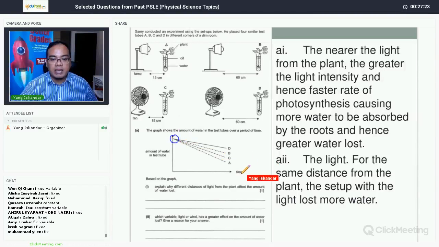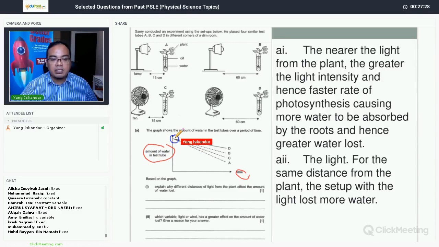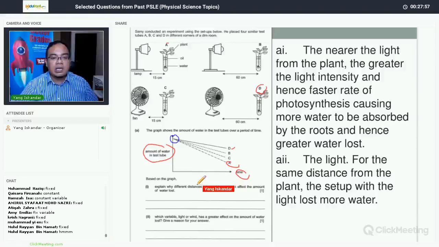If you take a look at the graph, there's time here, and the vertical axis is the amount of water in the test tube. So you can see here, D decreases the least. The amount of water in D decreases the least, and the amount of water in A decreases the most. So part 1: explain why the different distances of light from the plant affect the amount of water loss.